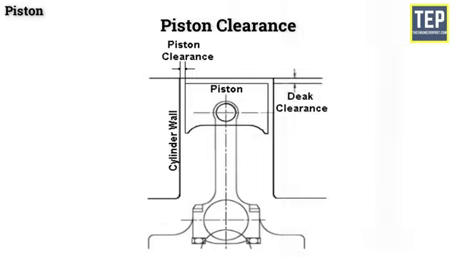The piston is usually smaller in diameter than the bore of the cylinder. The space between the piston and the cylinder wall is called the piston clearance. This piston clearance provides a space for a layer of lubricant between the piston and cylinder wall to reduce friction. Generally, piston clearance is 0.025 mm to 0.100 mm.